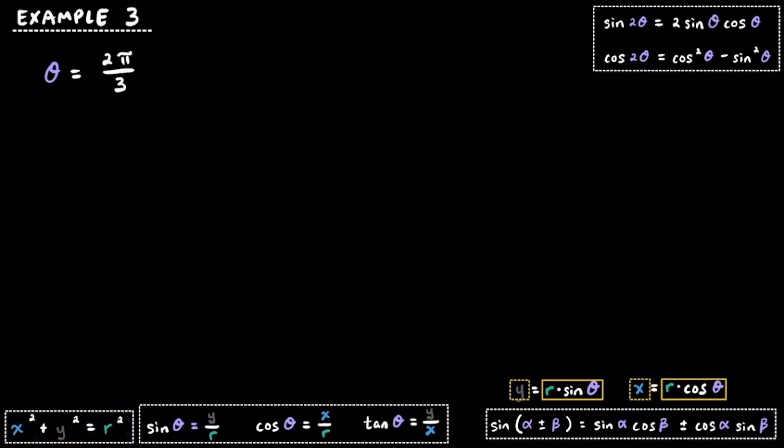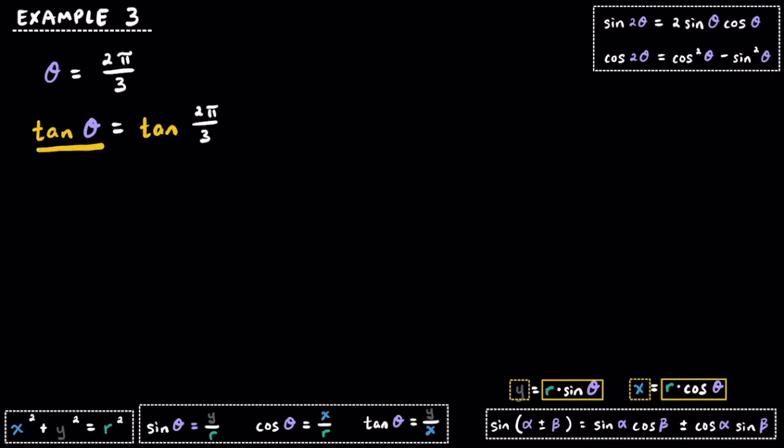For example 3, let's try the polar equation theta is equal to 2 pi over 3. Now, when you're given this equation that just has theta on one side, I recommend taking tangent of both sides. So if we do that, on the left side we'll have tangent of theta, and on the right side that's going to be equal to tangent of 2 pi over 3.